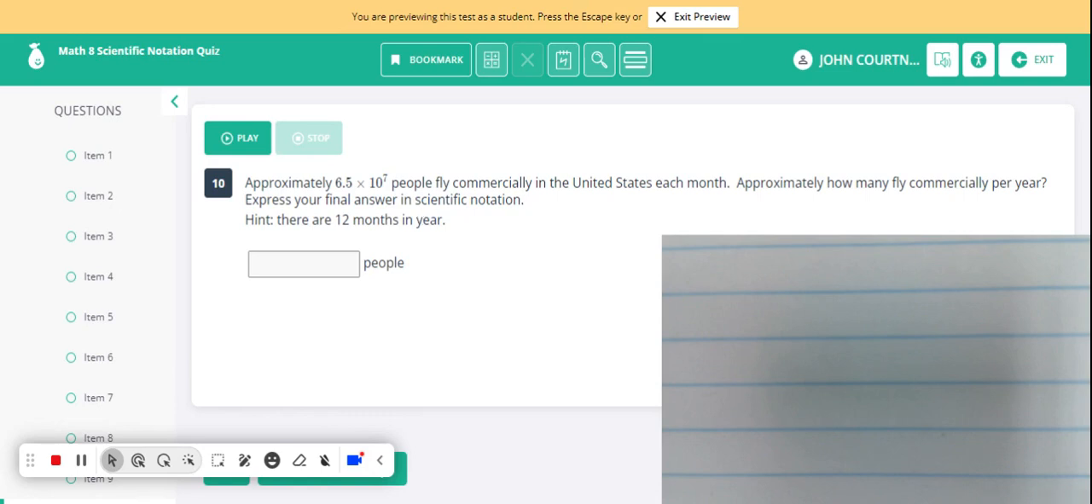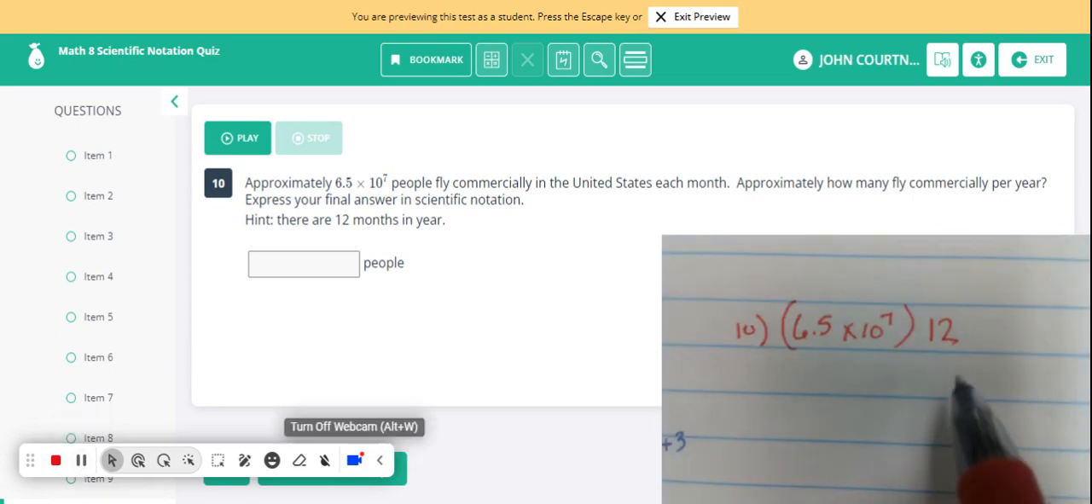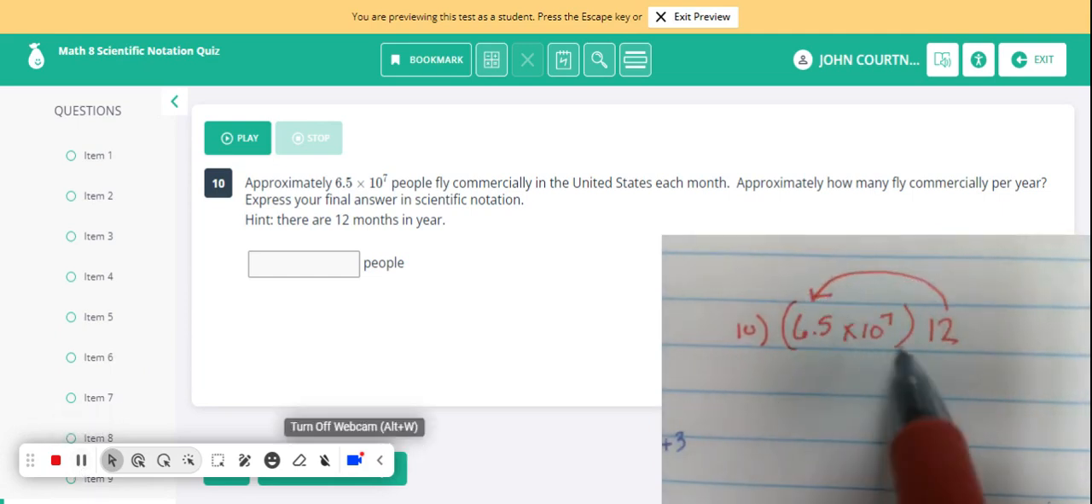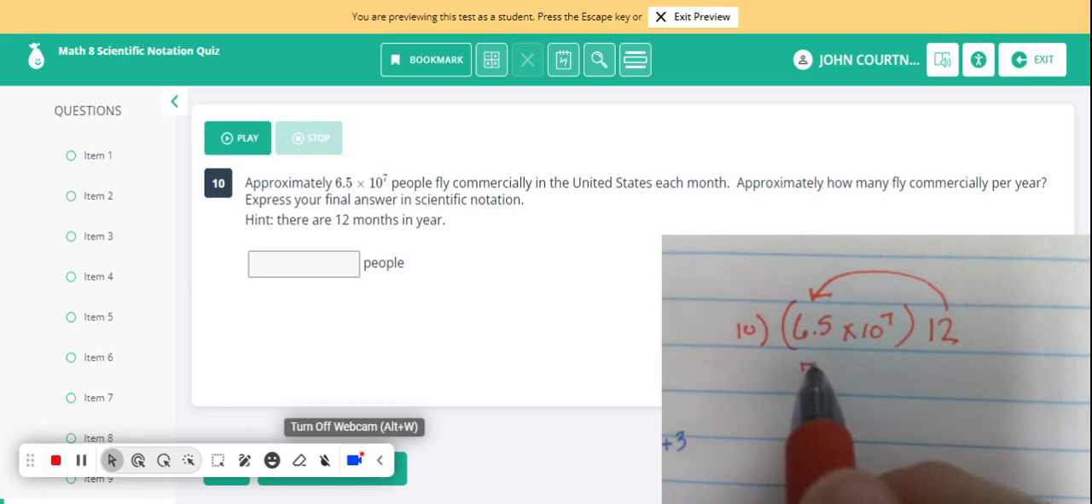And then we have our last problem. Approximately 6.5 times 10 to the 7th people fly commercially in the United States each month. Approximately how many people fly commercially each year? Express your final answer in scientific notation. And because we're super nice, we remind you there's 12 months in a year. So let's set up our problem. When I multiply this out, I'm going to multiply those. 6.5 times 12. I'm getting that to be 78 times 10 to the 7th power.